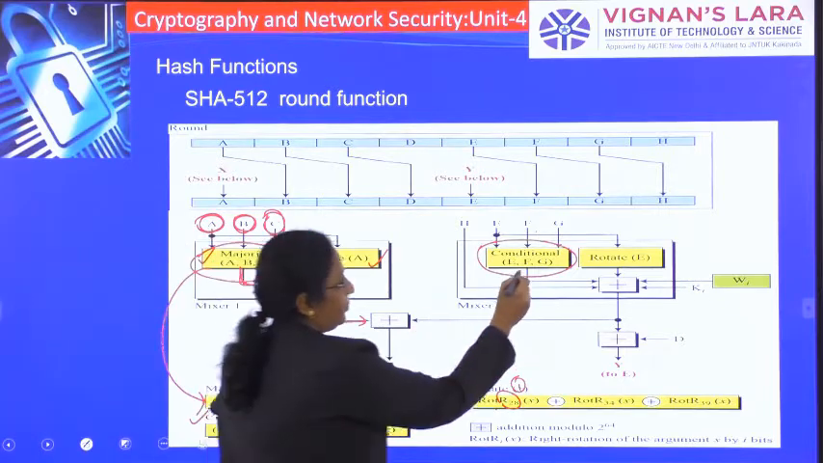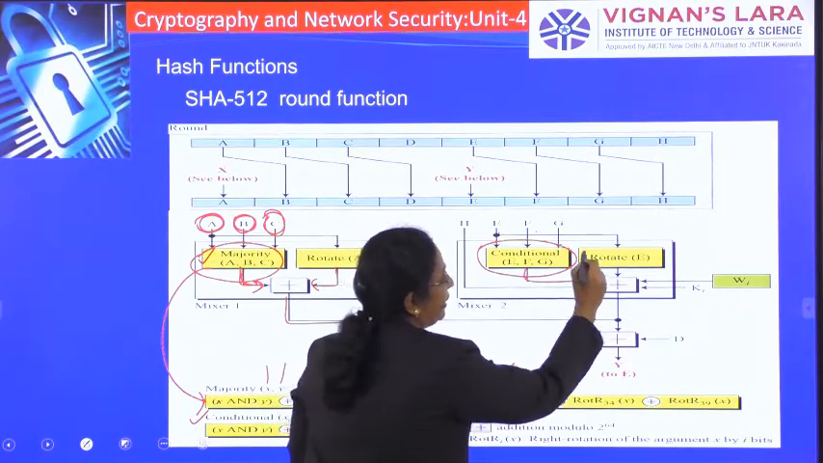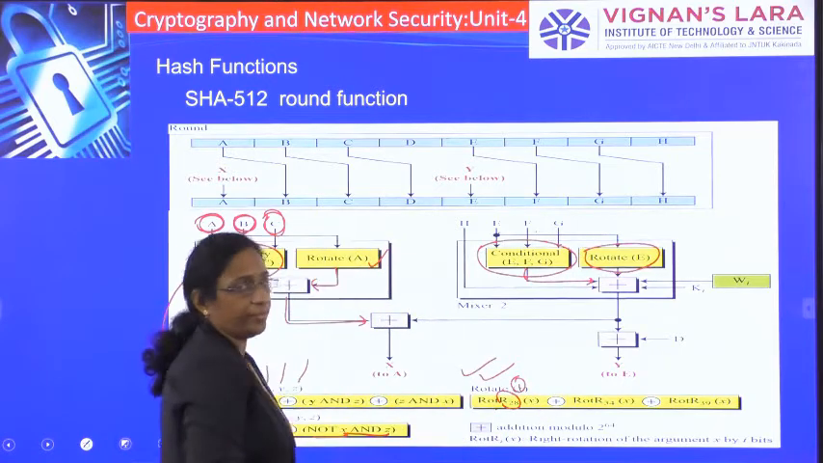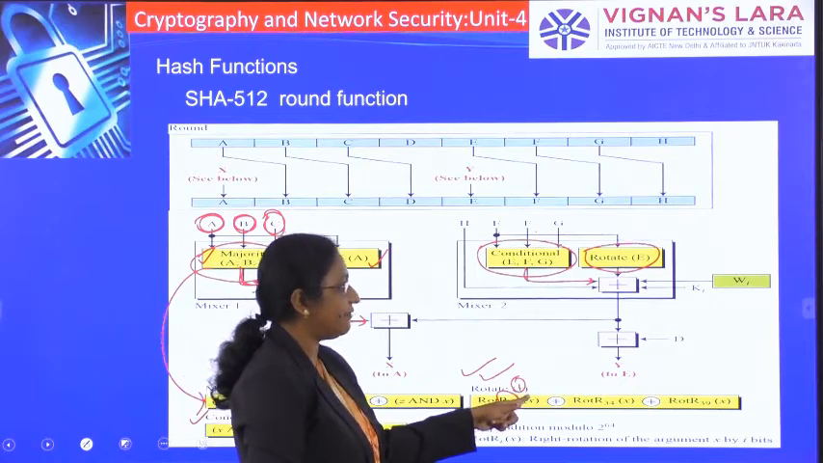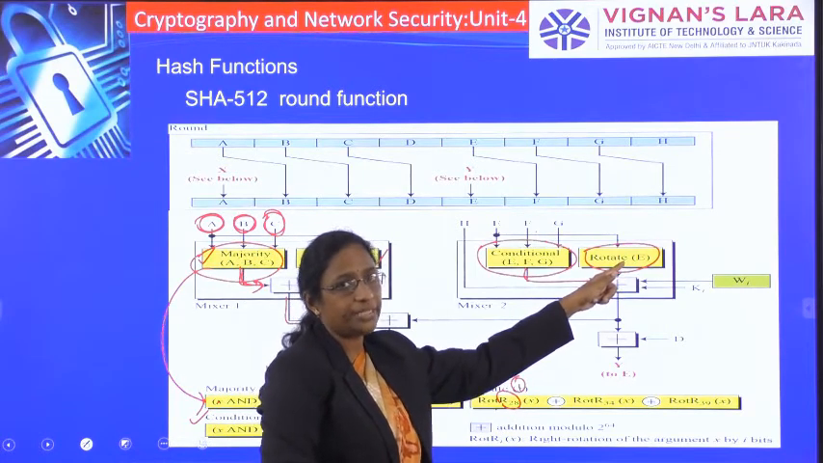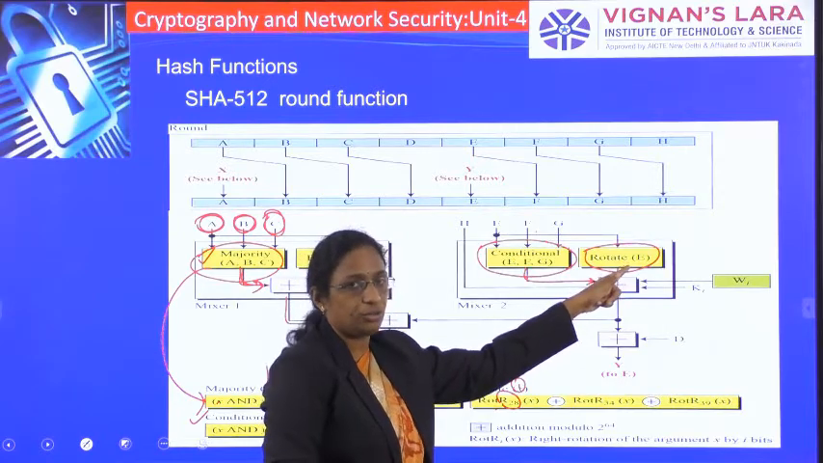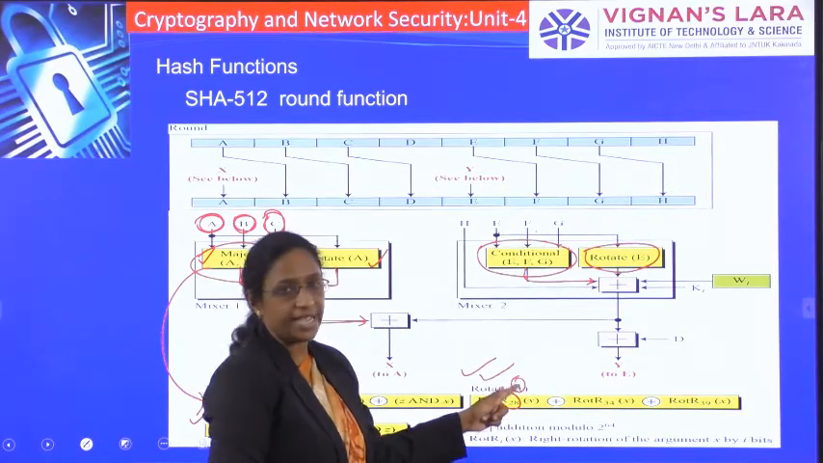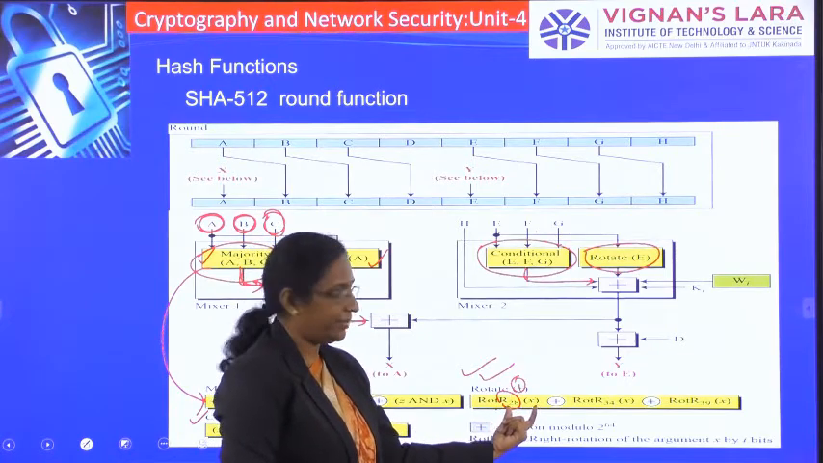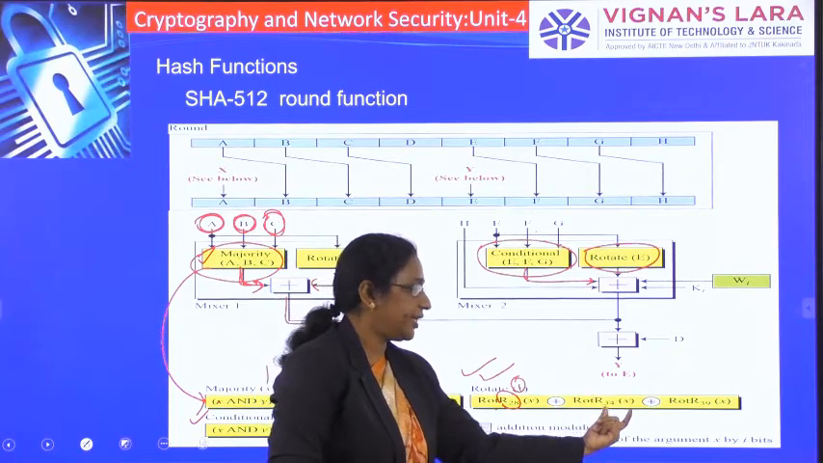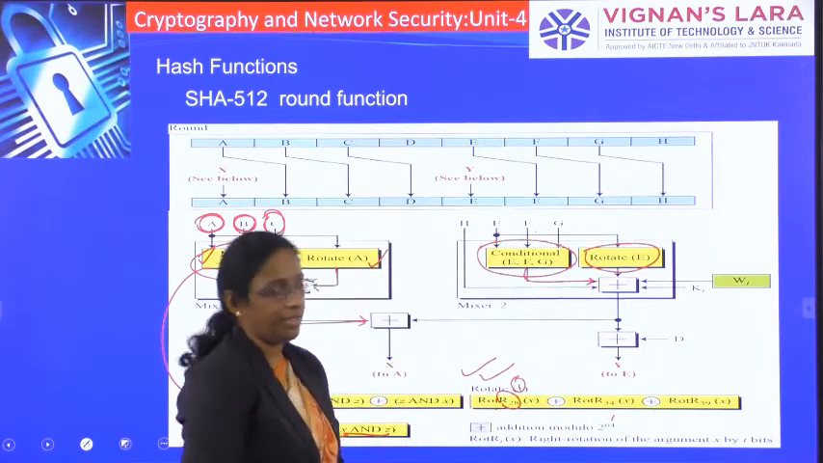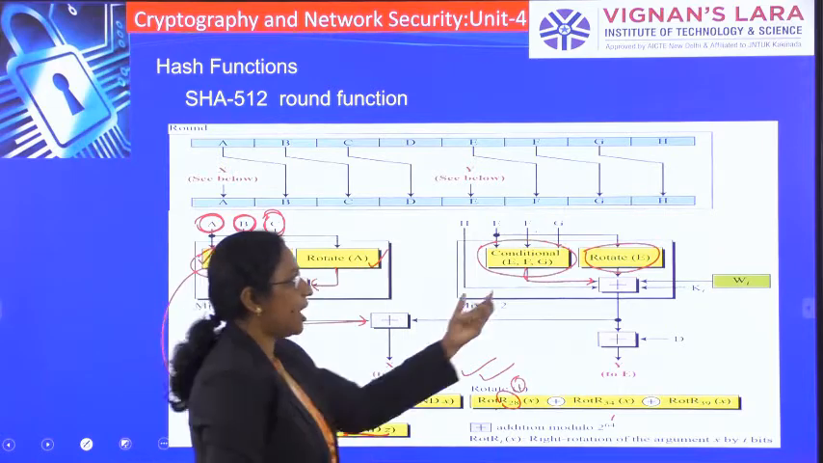The output of this conditional XYZ again goes to the rotate E. Rotate E means again this operation, where whatever bits are stored in E will be called X. Those bits will be rotated right 28 bits, rotated right 34 bits, rotated right 39 bits, and finally they will be XORed.